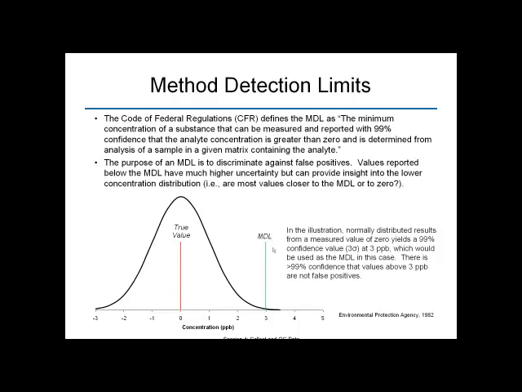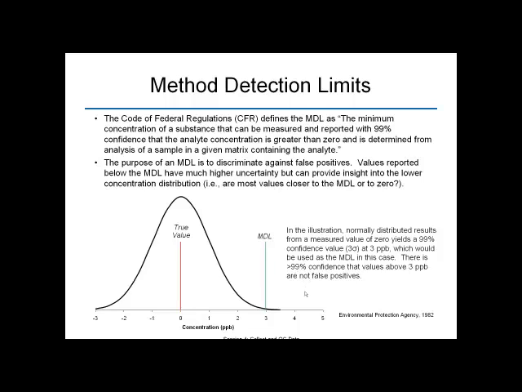Now, that doesn't mean that the method detection limit is saying that at that level we know exactly what the concentration of the pollutant is. What it's saying is that at that level we're sure that that individual sample is probably real. It's probably not coming from instrument noise.